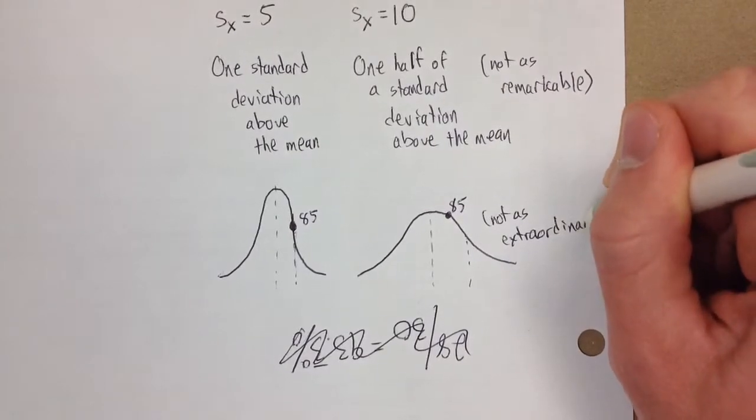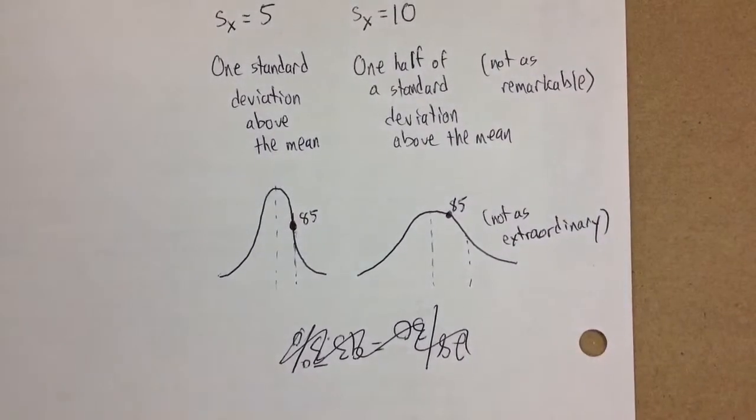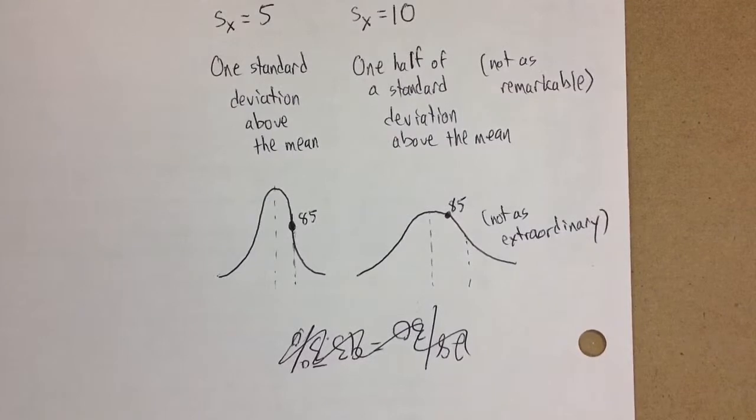Another example. Getting an 800 on SAT Math is not as extraordinary as getting an 800 on SAT Reading. Both obviously excellent, but one is more unusual than the other. Okay? Has to do with relative performance.